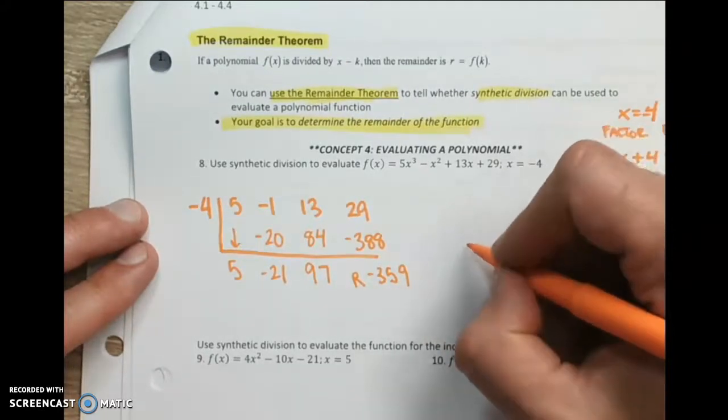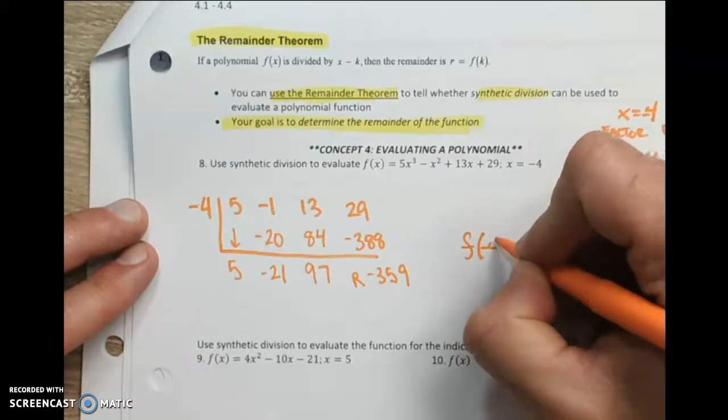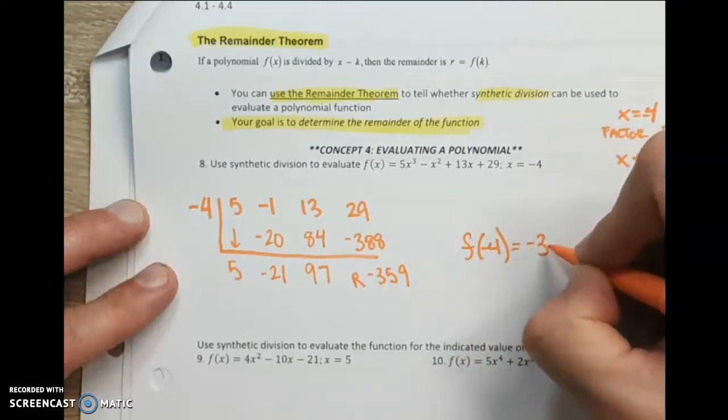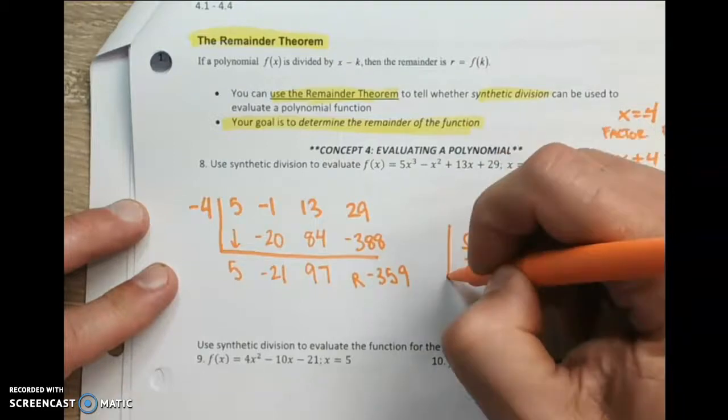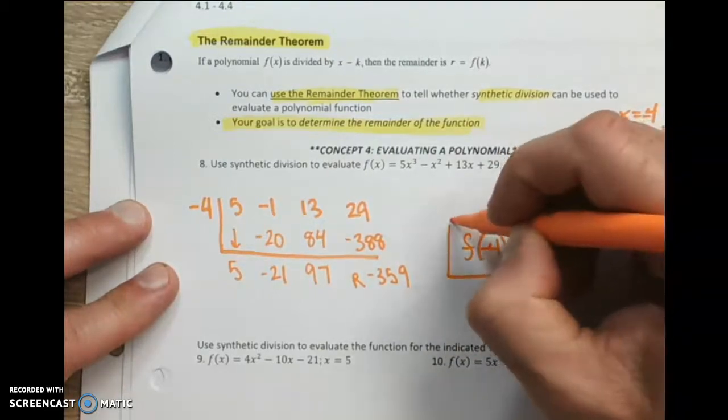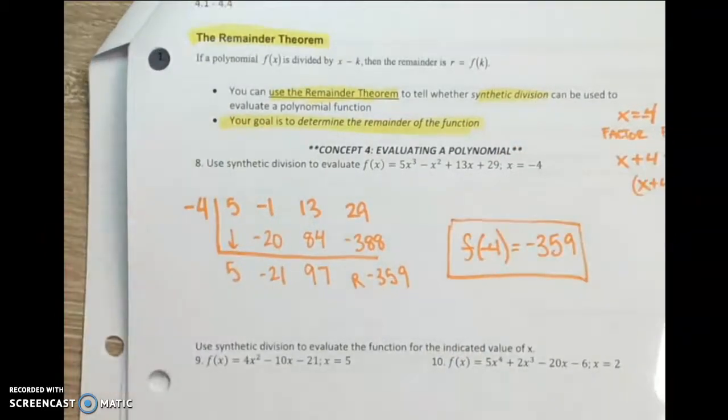So my answer, I just write like this. F of negative 4 equals negative 359. And that's the remainder theorem.